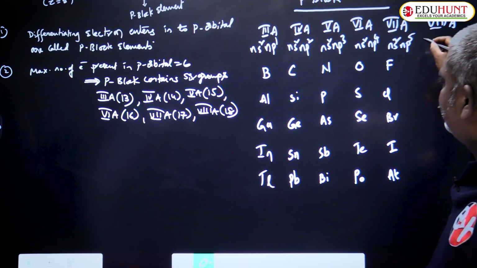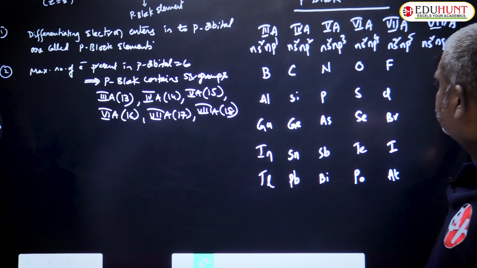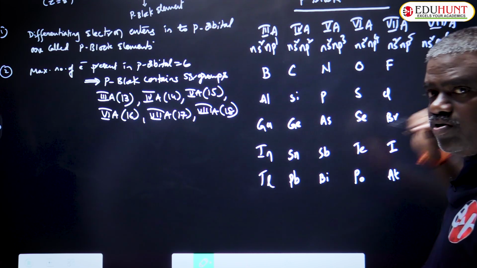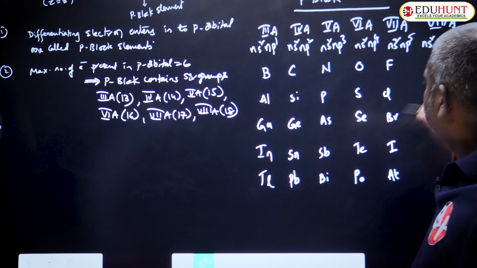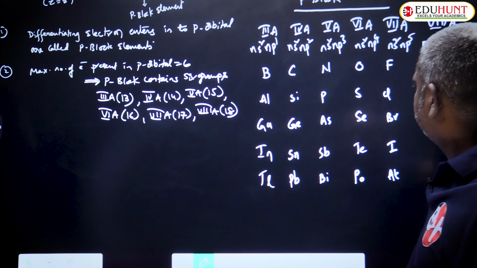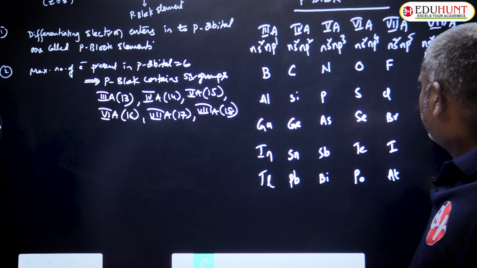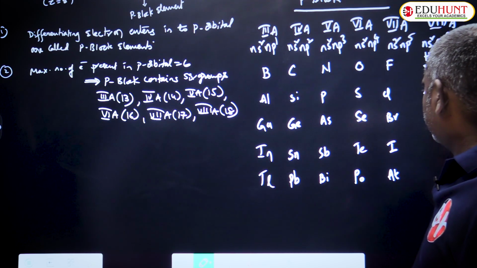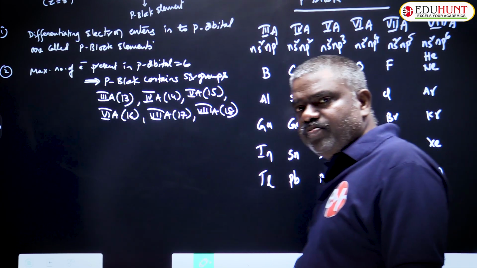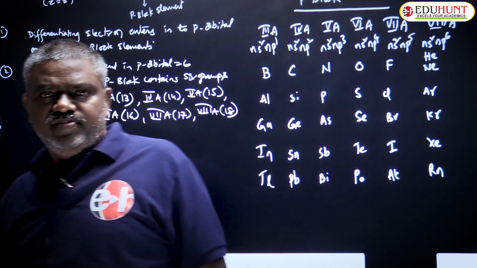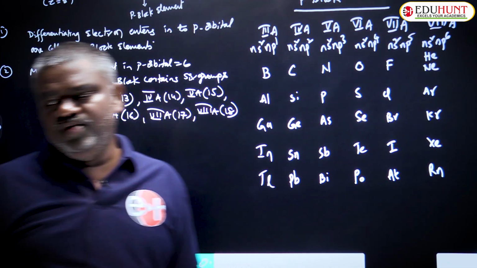And 8A group elements are ns2 np6. What are they? They are helium, neon, argon, krypton, xenon and radon. So these are the p block elements present in the periodic table.